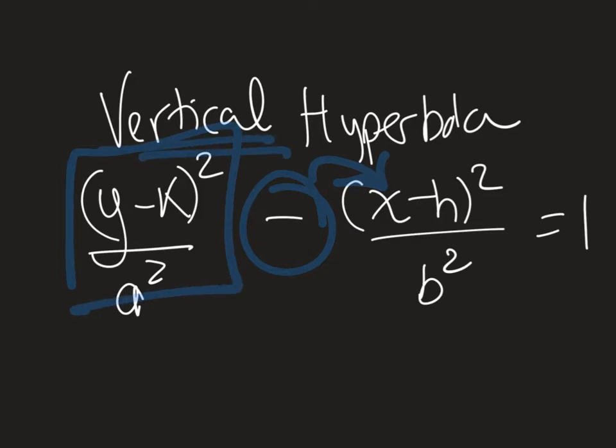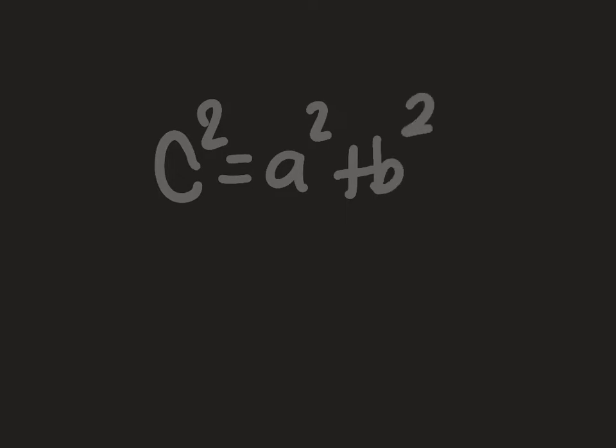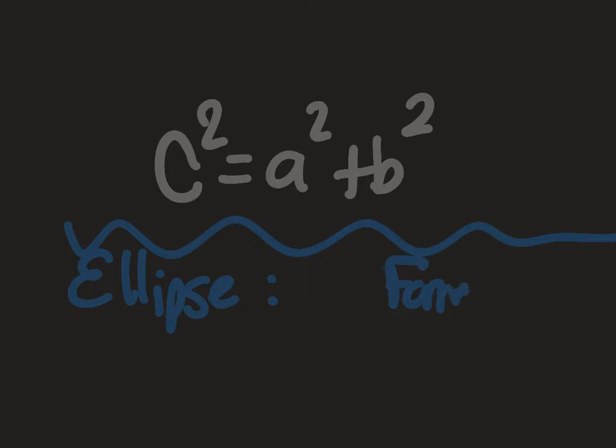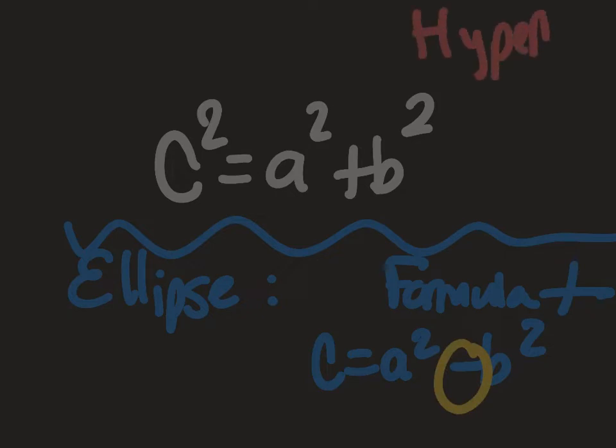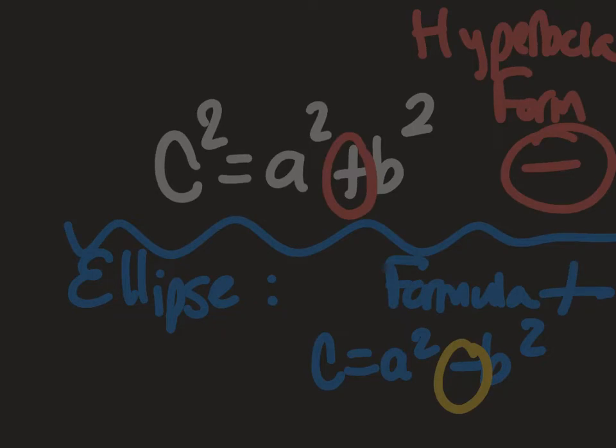The last formula that we're going to need is the Pythagorean Theorem. C squared is going to equal a squared plus b squared. And I just have a little thought. With the ellipse, this is how I keep things straight. With the ellipse, their formula has a plus sign, but the c squared equals a squared minus b squared has this minus in it. With the hyperbola, the formula has a minus sign, so that means their Pythag part has a plus sign.